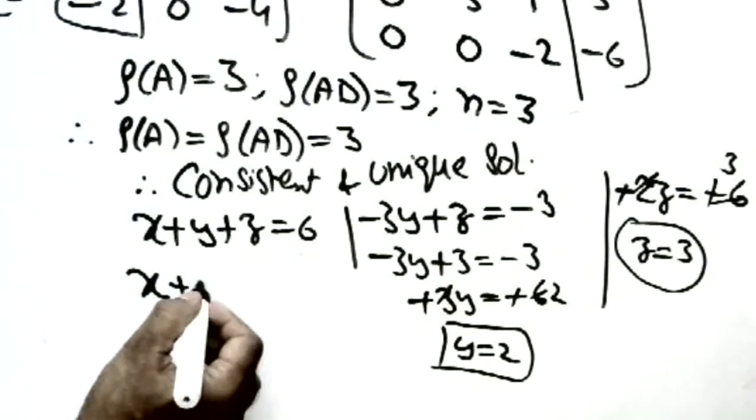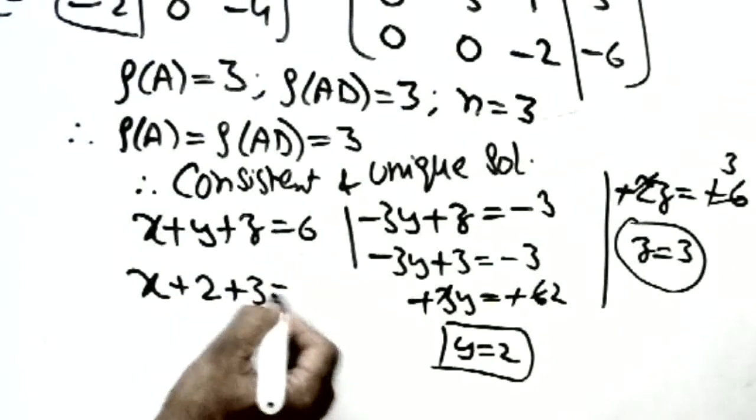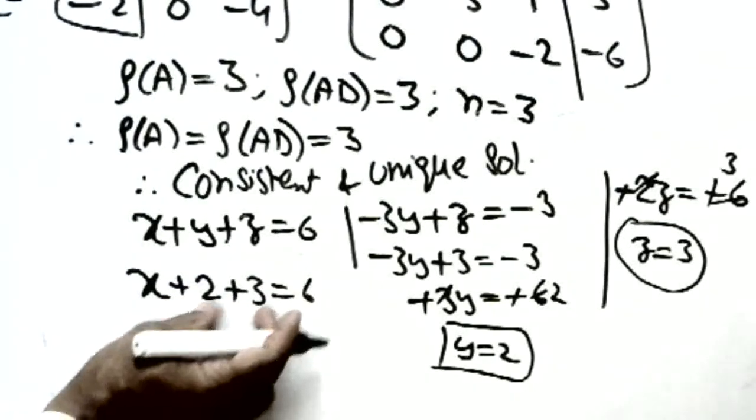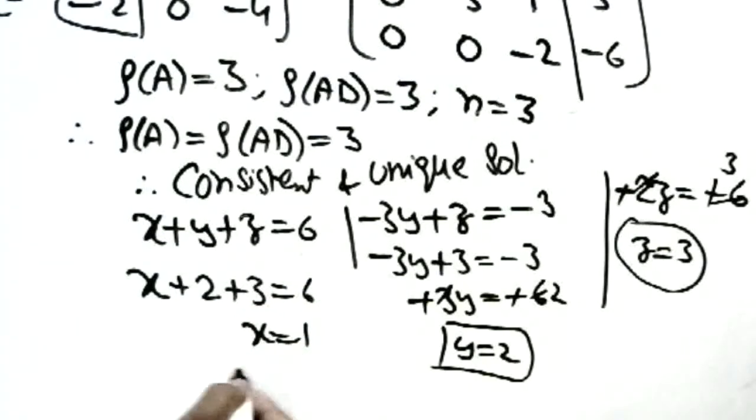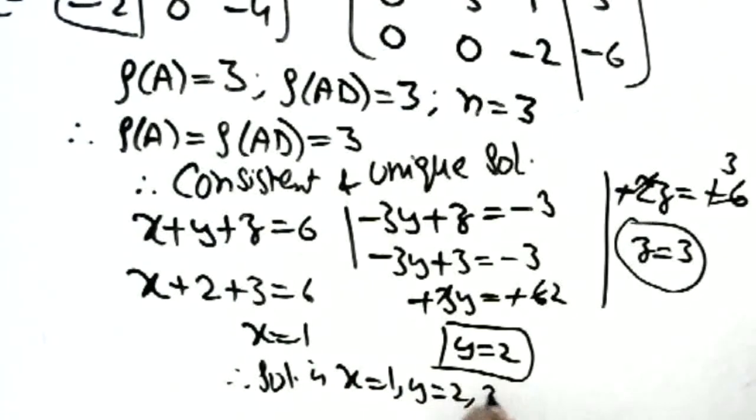Let me substitute this here. x plus y is 2 plus z is 3 equals 6. 3 plus 2 is 5. Bring this 5 here, minus 5. 6 minus 5 is 1. Therefore the solution is x equals 1, y equals 2 and z equals 3, which is the required solution.